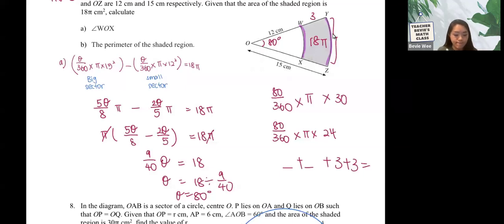Got it. This one I get 20 over 3 pi. The pi, don't press first. Later on, in the end, then I straight away press together. Then I don't have to write so many decimal points, you see.